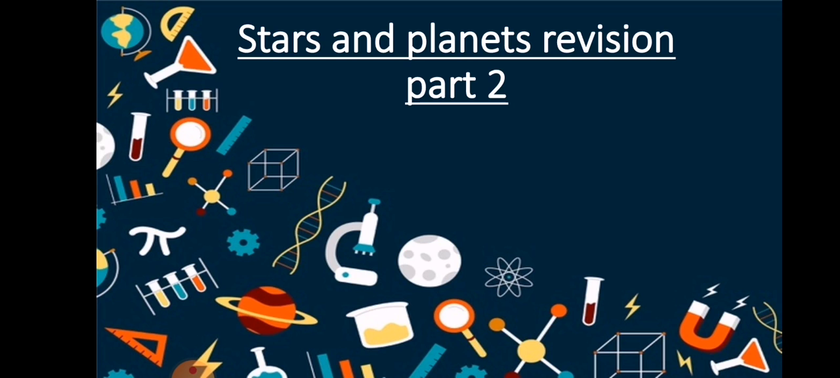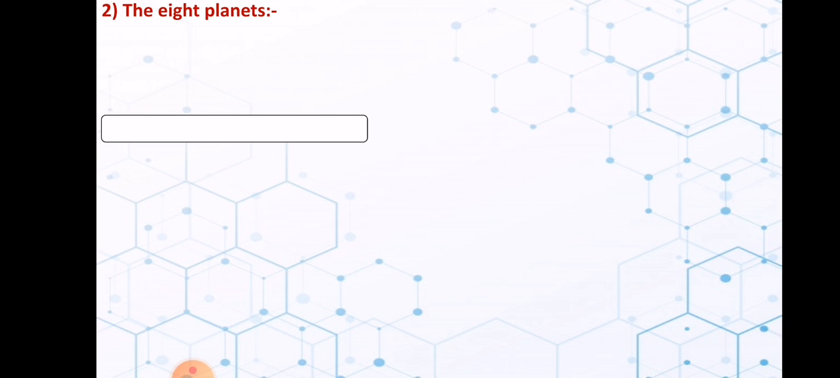Today, we will continue our revision on the lesson Stars and Planets. In the previous video, we spoke about the sun and its characteristics. We know the components of the solar system. Today, we will learn about the 8 planets and their characteristics, and we will talk about the moons and the number of moons in our solar system. Let's start with our 8 planets.